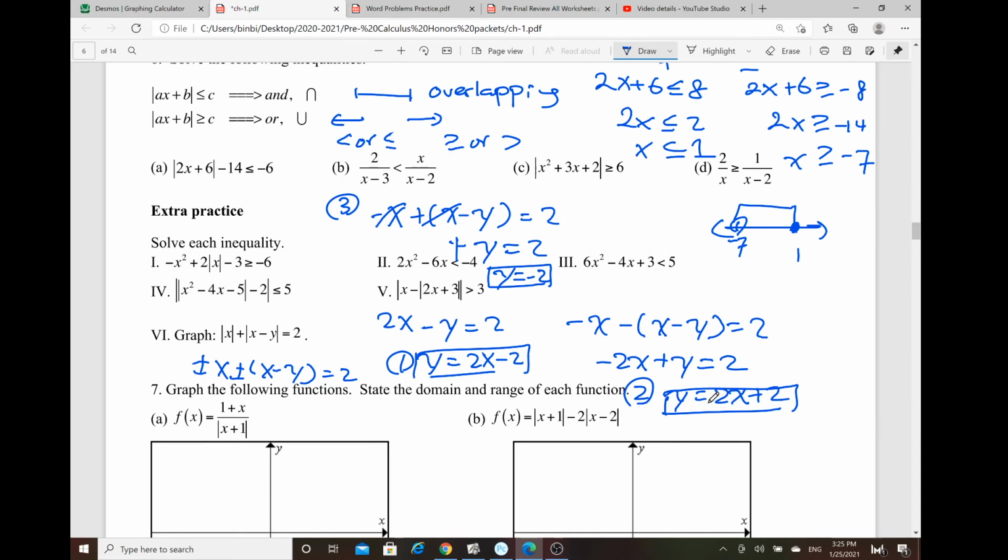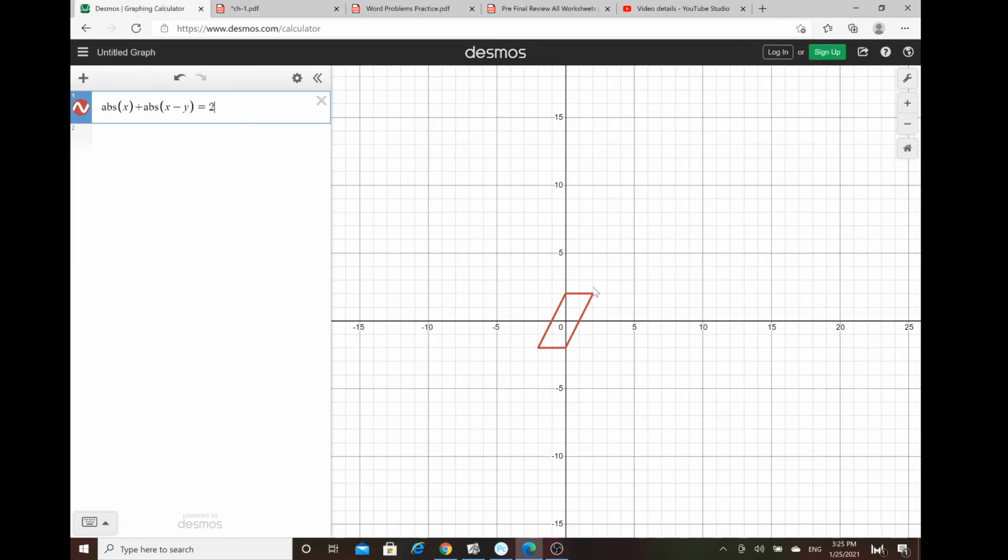And what about the fourth possibility? That's positive x and the negative quantity x minus y. So once again, x cancels. Negative, negative y, positive y. y equals negative 2. So it's 4 different possibilities: flat lines, and these are slanted. Once you construct them, what do you notice? It's all considered a parallelogram. Once you extend the lines, you'll see the points where they intersect: y equals 2, y equals negative 2, y equals 2x minus 2, and y equals 2x plus 2.